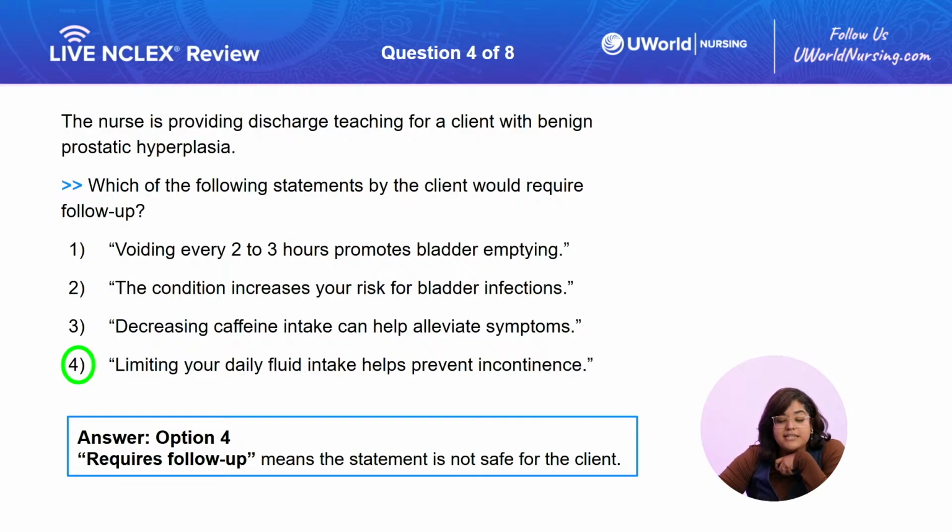Option 1 is a correct statement. We want to encourage our clients to void every 2 to 3 hours to promote bladder emptying. We want to keep flushing that bladder. Option 2 is also a correct statement. It does increase the risk for bladder infection, like we just talked about. And then option 3 is also a correct statement that does not need a follow-up. Coffee can be a diuretic, and we want to avoid this in our clients with BPH.